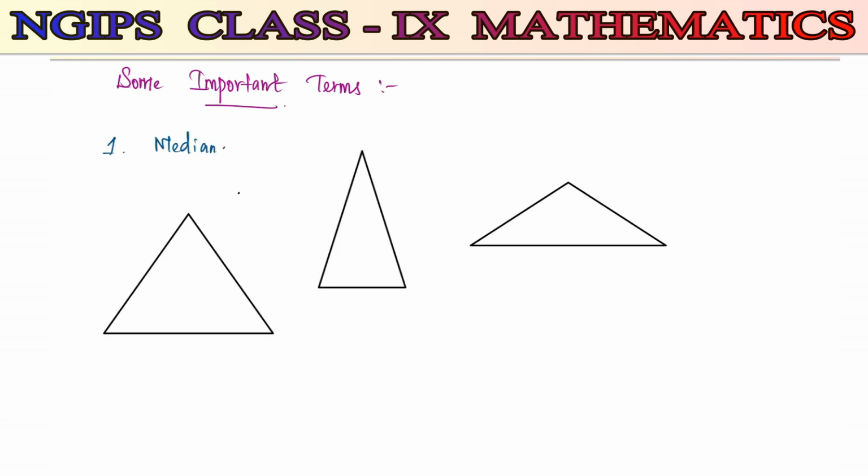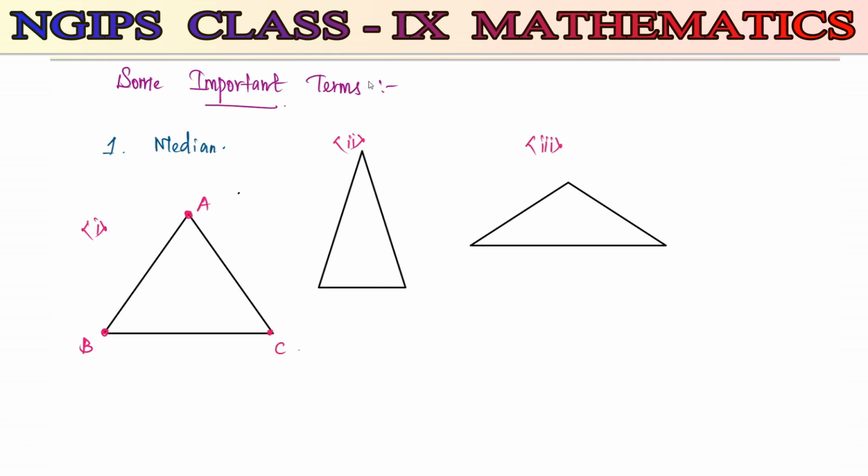Okay, now we are going to see some important terms. First one, we are going to discuss the median. Okay, now here I have drawn three types of triangle. This is the first one, this is the second one, and this is the third one. Okay, what is meant by median? The median of a triangle corresponding to any side is a line joining the midpoint of that side with the opposite vertex. Just I am going to mention here, this is A, this is B, and this is C.